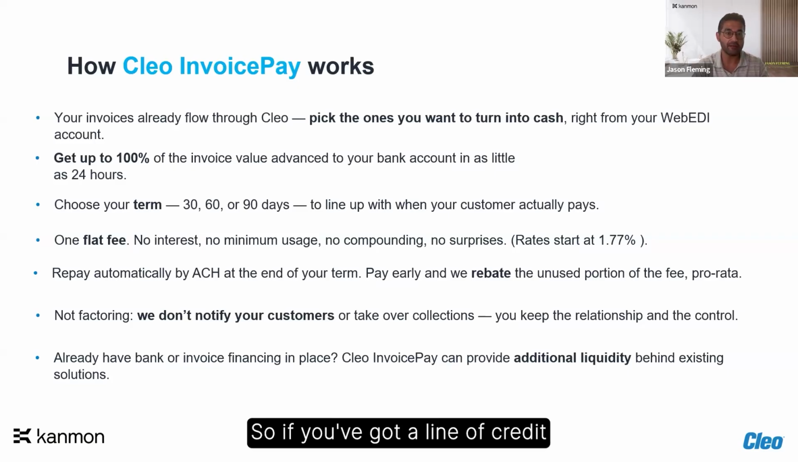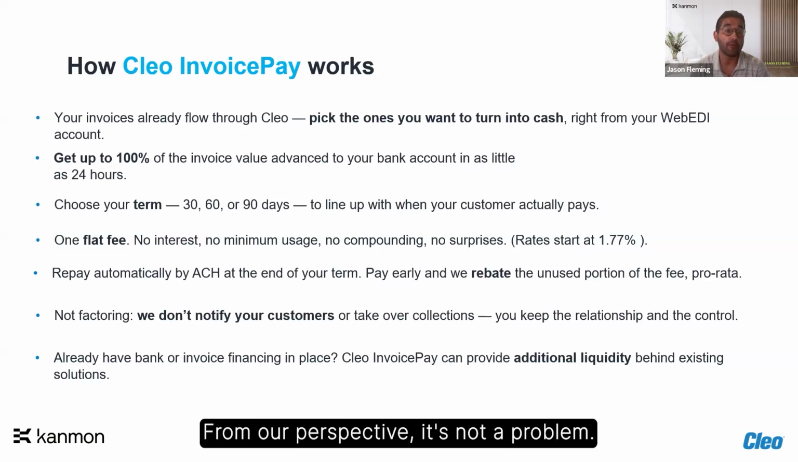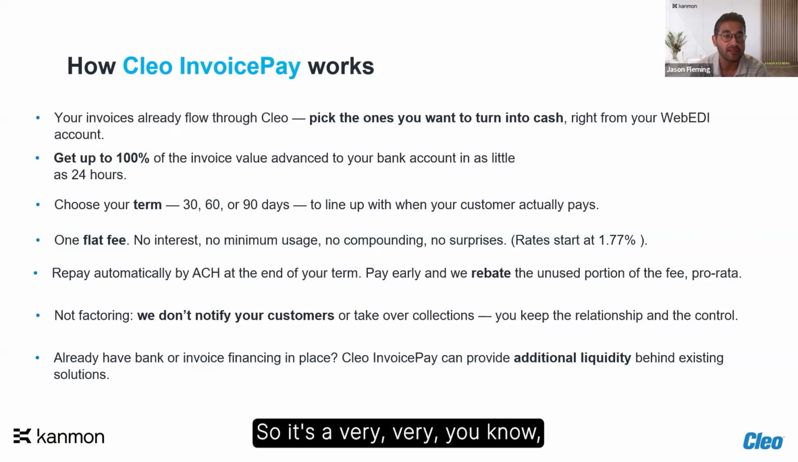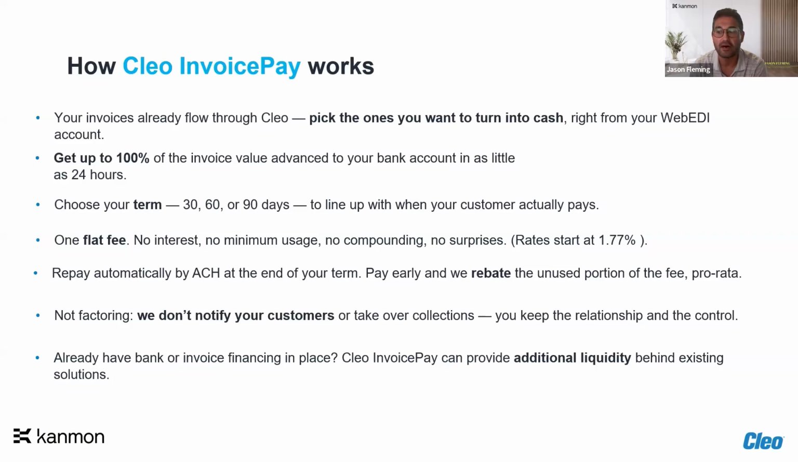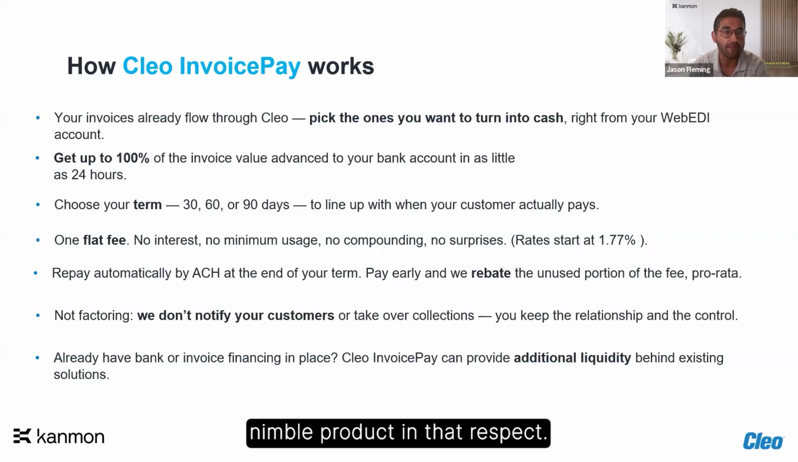So if you've got a line of credit at the bank or an SBA loan and they've got a lien on your receivables and all your company assets, as they typically would and do, but it's not enough capital to finance the invoices or give you the working capital that you need. From our perspective, it's not a problem. We will slot in right behind them, and the access to the additional liquidity is there when you need it. So it's a very, very nimble product in that respect.